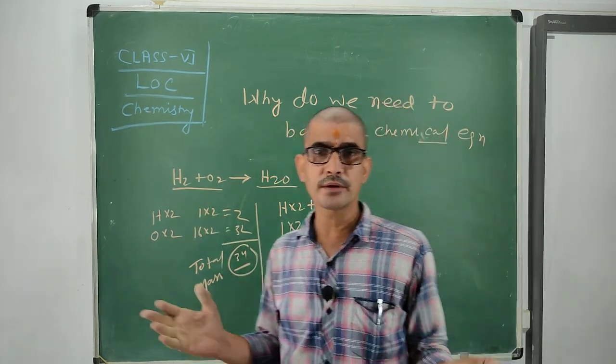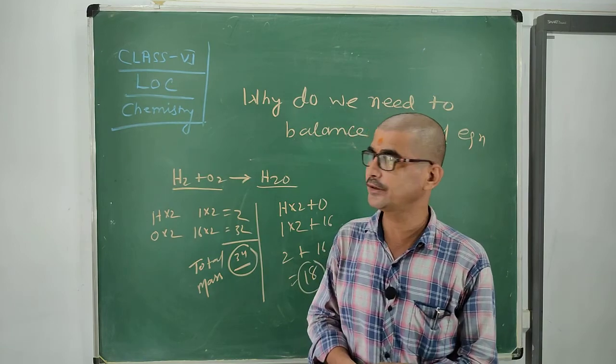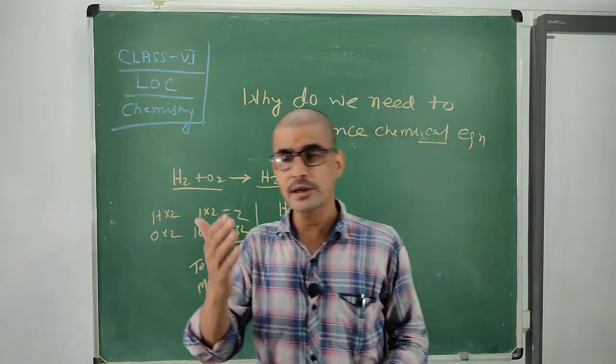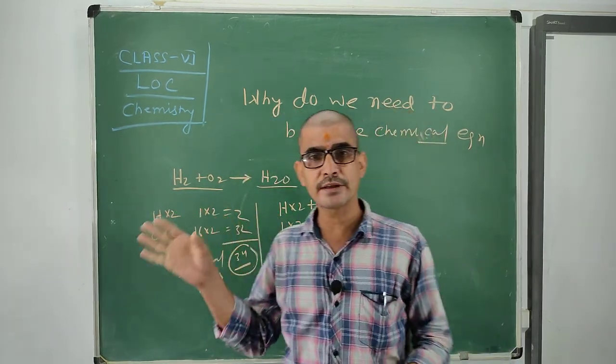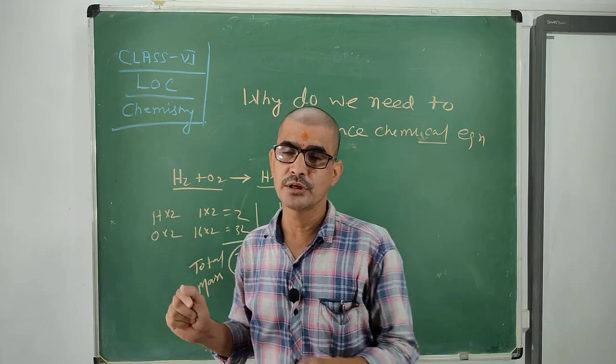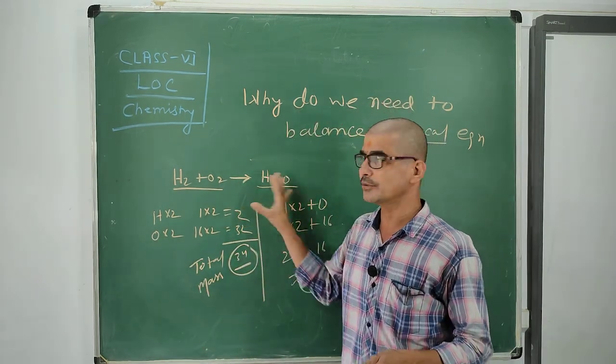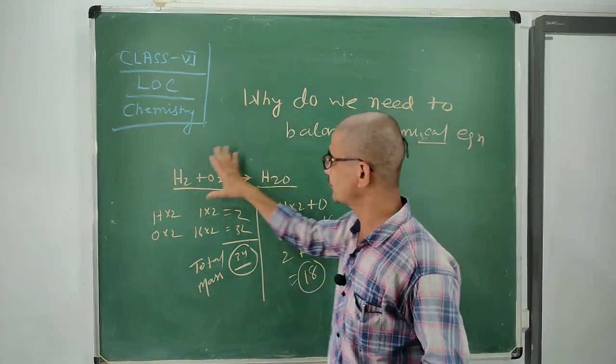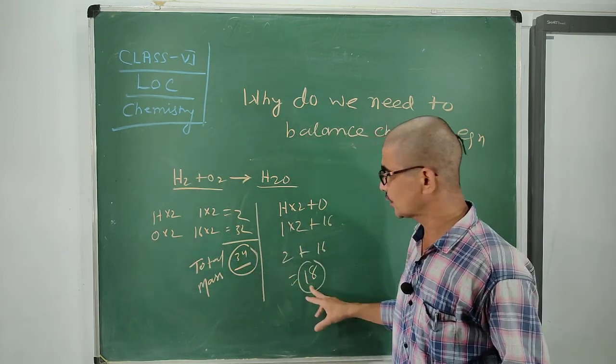But according to the law of conservation of mass, as I have already explained, the mass of the reactant is equal to the mass of the product. The total mass of the reactant is equal to the total mass of the product. So this is called an unbalanced equation. That's why the masses are not equal.